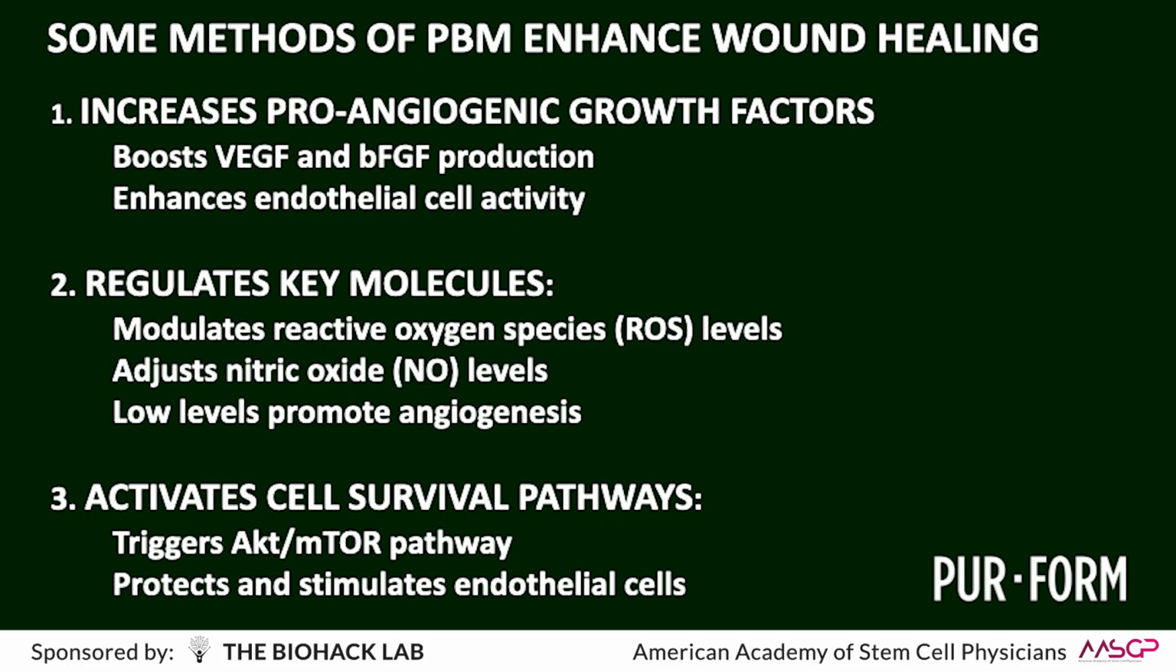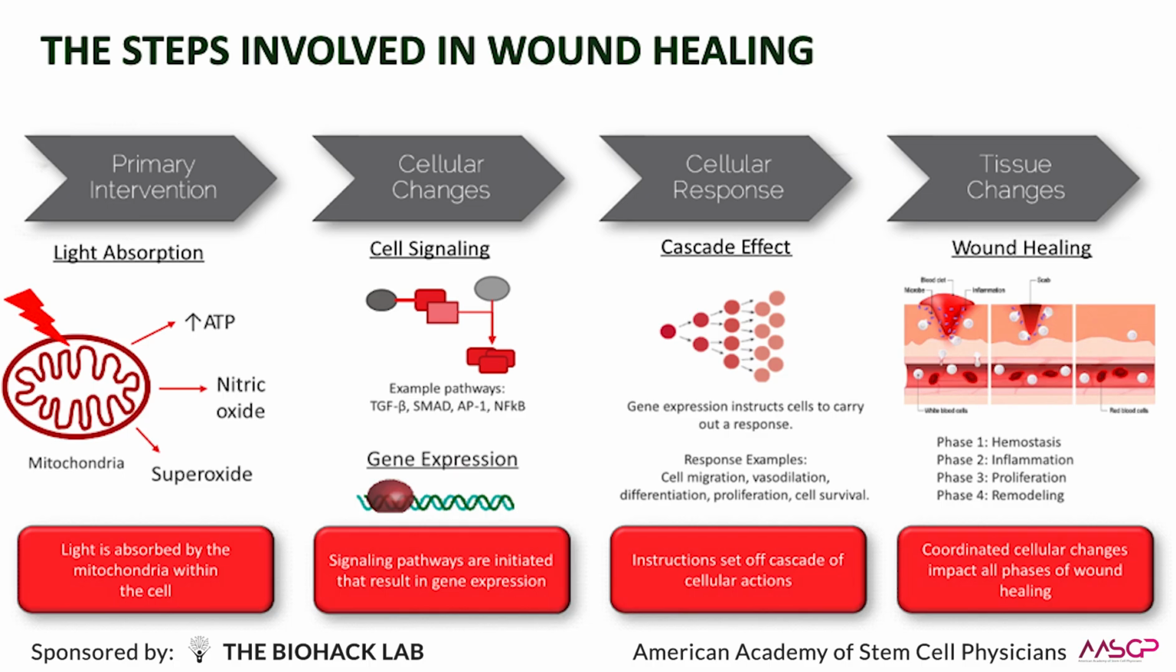So again, we see how wound healing is affected by the extracellular matrix. That's paramount to getting a wound to heal, the extracellular matrix. And this is a nice slide that you can look at your leisure that gives you the ideas: primary intervention, then some cellular change that we're getting in wound healing, then we have the cascade, and then we have the final wound healing. And again, all beginning with that photoactivation of the mitochondria and things like that.